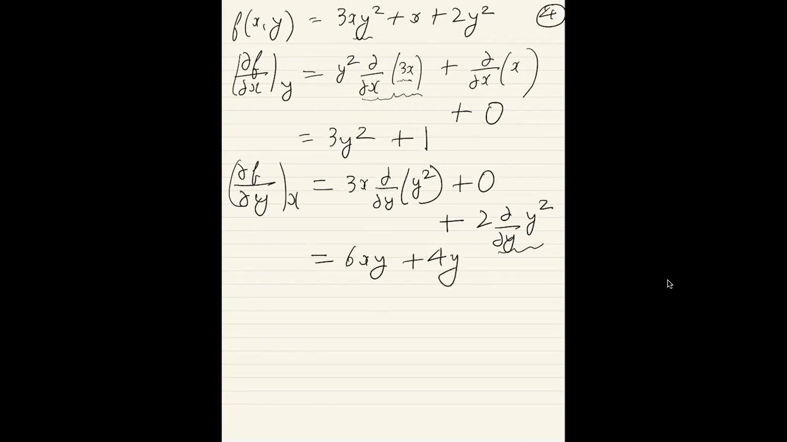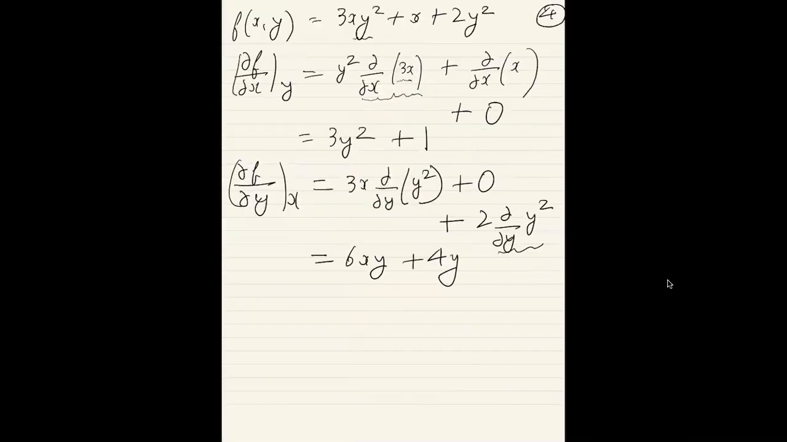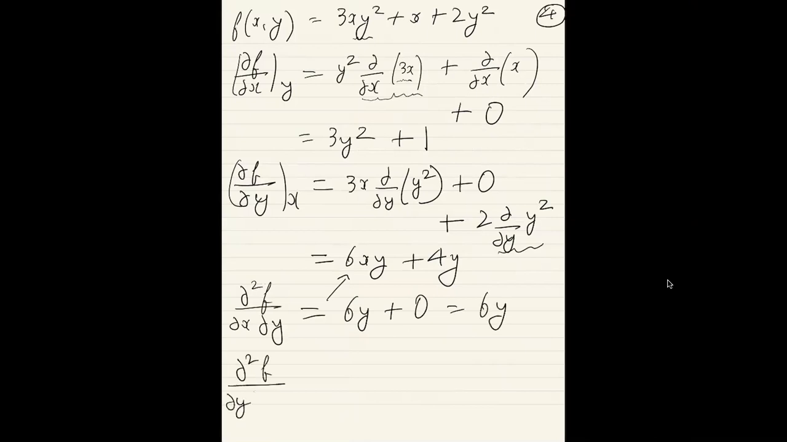Let's go and check our claim that we made earlier, that for most well-behaved functions, the order of the double derivative does not matter. So let's compute partial squared f by partial x partial y. What will that mean? That will mean the derivative with respect to x of this quantity. What's that going to be? That's going to be 6y, and this is a constant when differentiating with respect to x, so this is just 6y. While partial squared f by partial y partial x is going to be coming from this one over here, differentiating it with respect to y in this case.